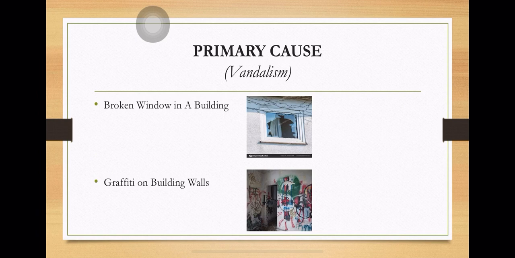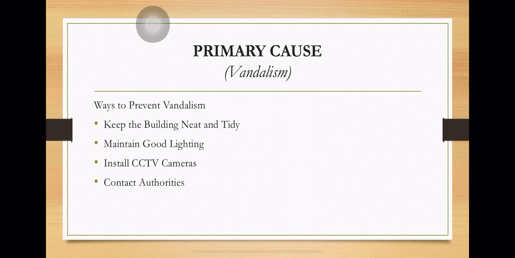So the example of vandalism is a broken window in a building and graffiti on building walls. So the ways that I've included to prevent vandalism are to keep the building neat and tidy, to maintain good lighting in all the areas, to install CCTV cameras and to contact authorities if any vandalism activities are caught.